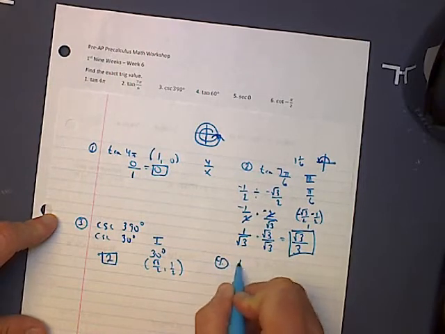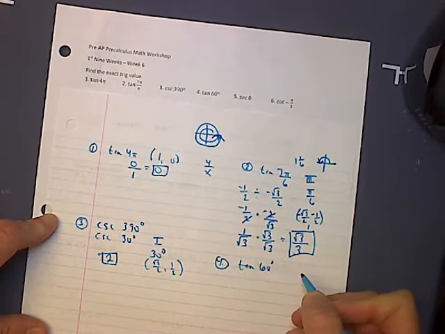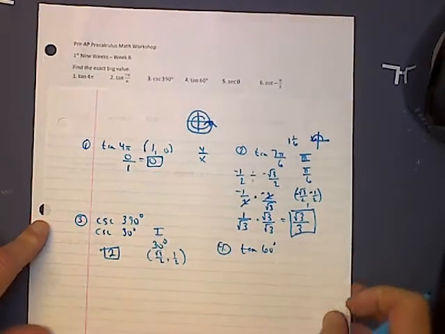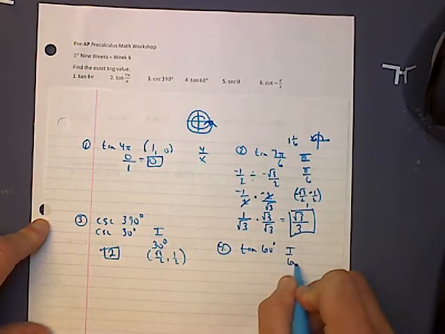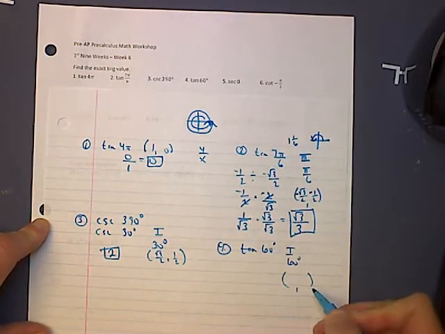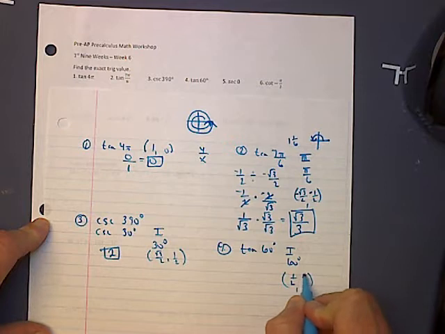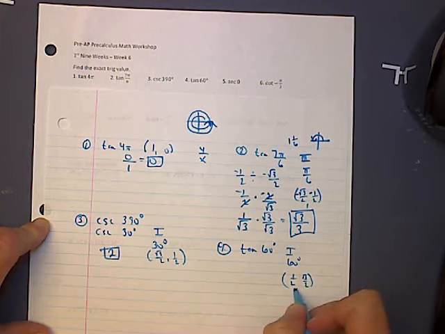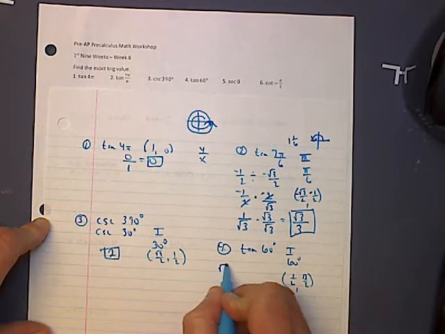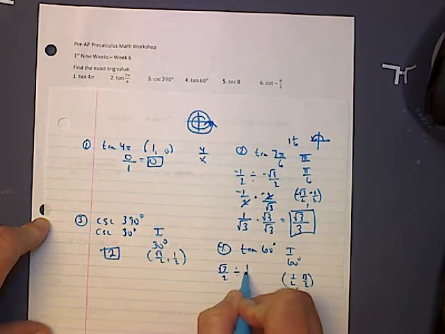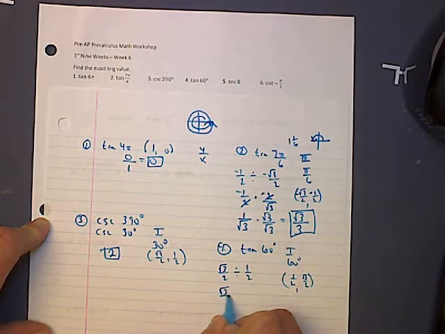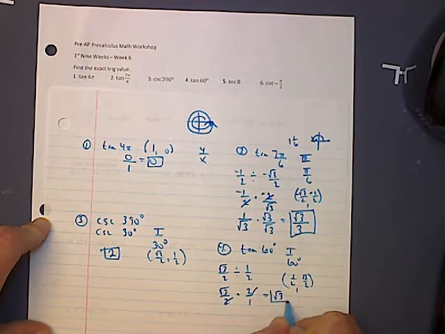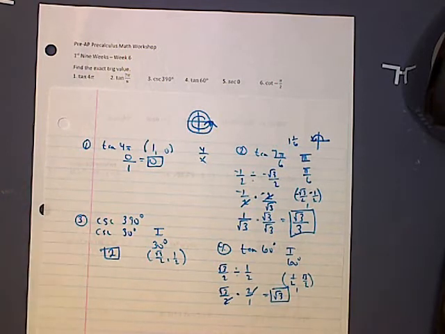Number 4, tangent of 60. 60 is, of course, in quadrant 1, so it is the reference angle. The ordered pair associated with 60 degrees is 1/2, square root of 3 over 2. Tangent is y divided by x. So I say square root of 3 over 2, divided by 1/2. Leave the first one alone, change the division to multiplication, and flip. So I get square root of 3. Square root of 3 is my answer.